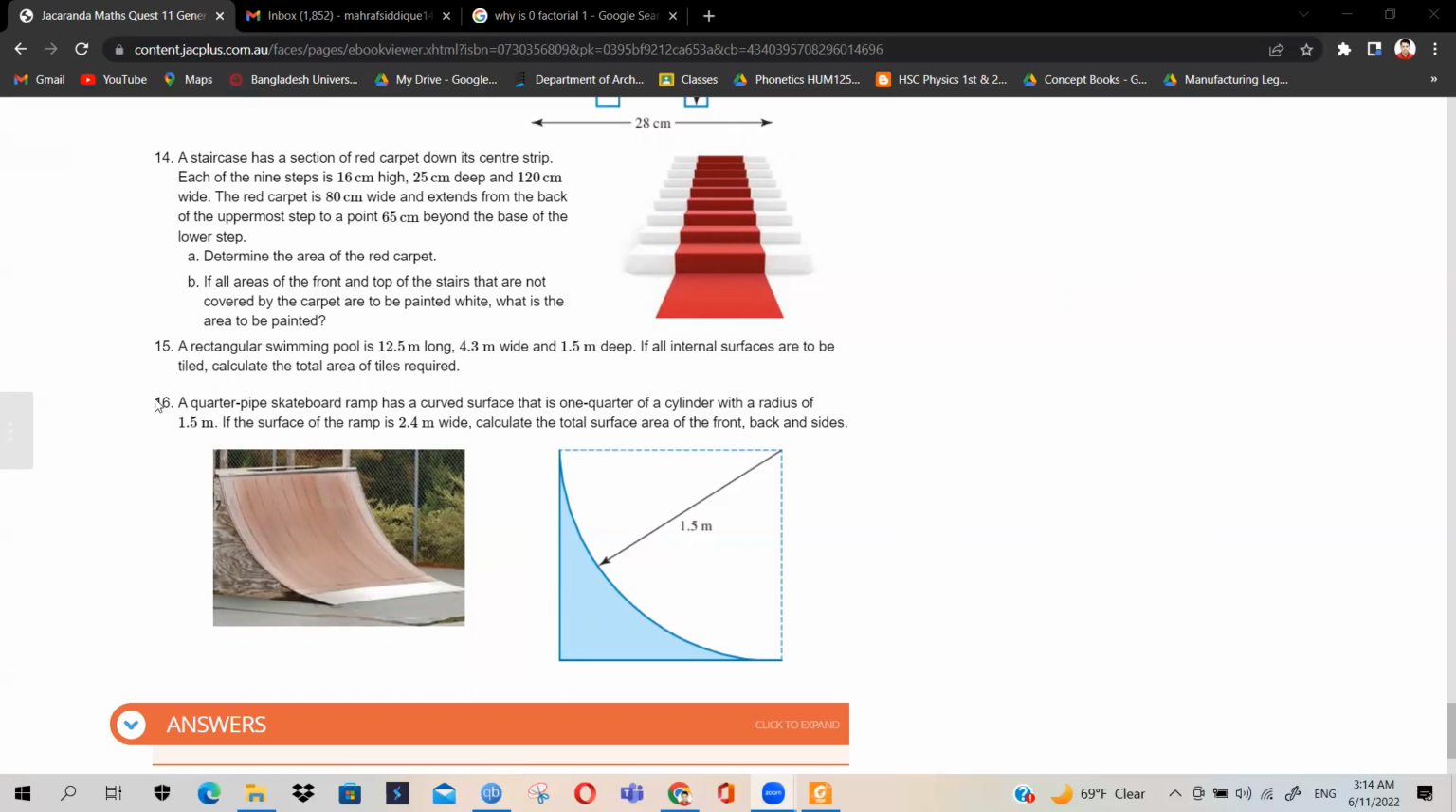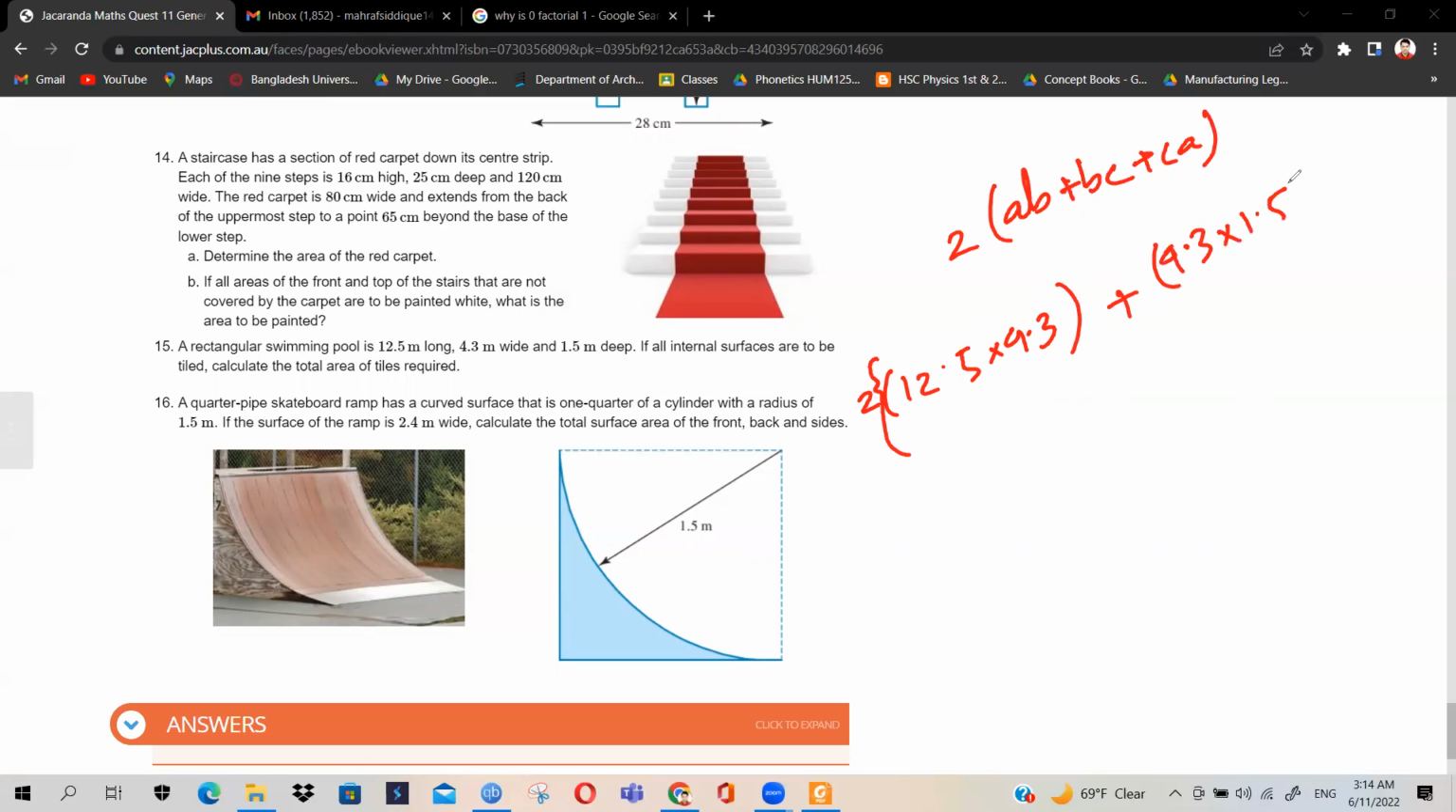Yes. A rectangular swimming pool is 12.5 meters long, 4.6 meter wide, and 1.5 meter deep. So very easy formula. What was the formula? 2 into AB plus BC plus CA. Just plug in the values. So it will be 2 into, let me give you a second bracket, 12.5 times 4.3 plus 4.3 times 1.5 plus 1.5 times 12.5. All right, so you will get the answer, right?